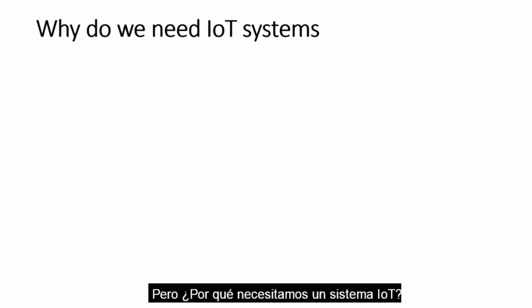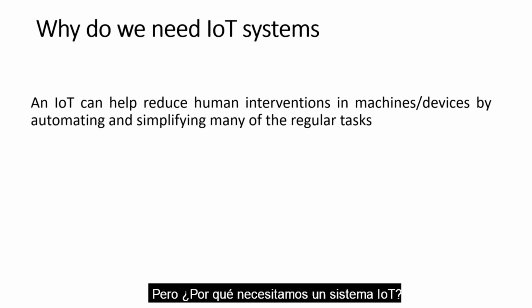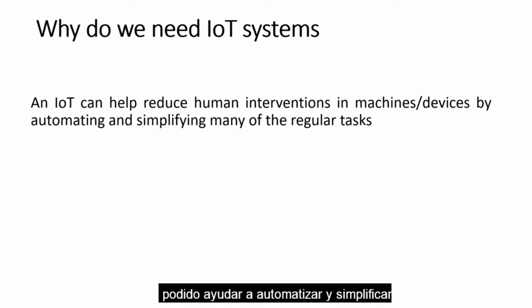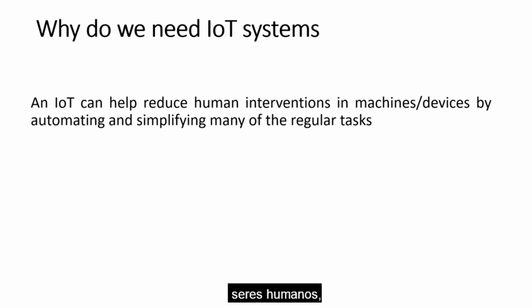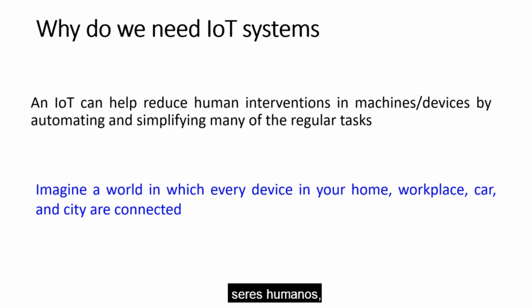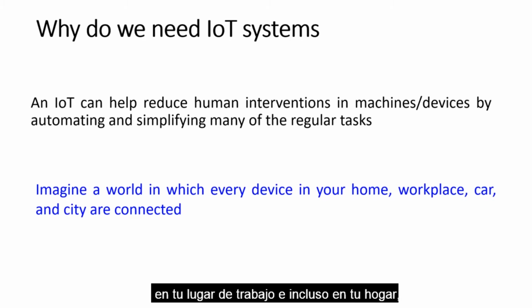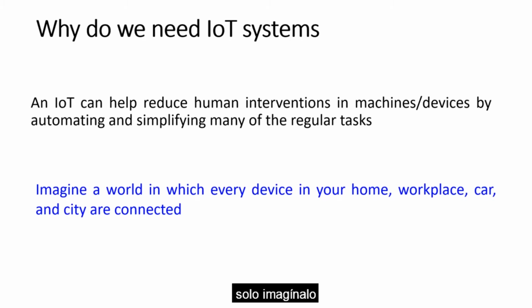Then, why do we need an IoT system? IoT systems have been able to reduce human intervention in machines or devices because they have helped with automating and simplifying many tasks that would have otherwise been done by human beings. So imagine a world in which every device in your home, workplace, car and city are connected. Picture that.